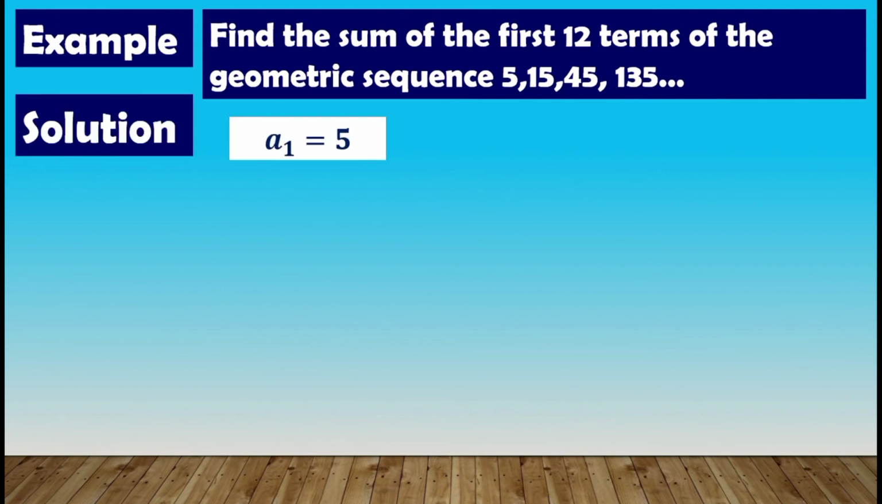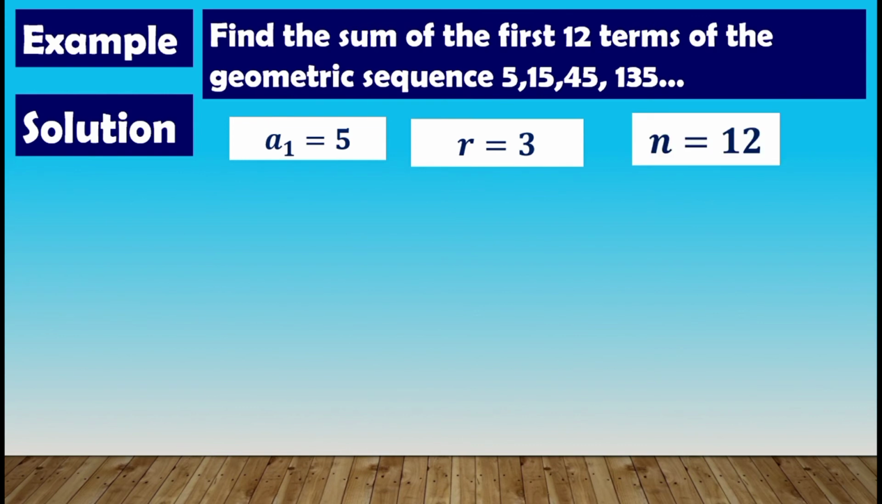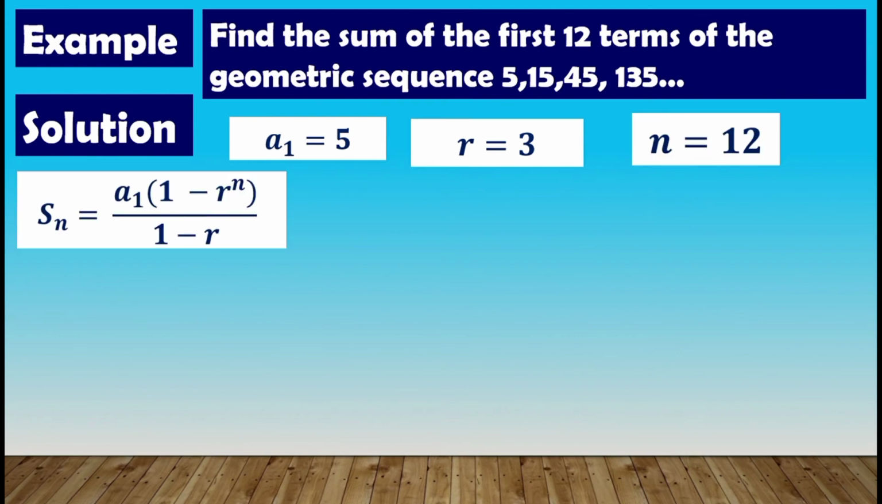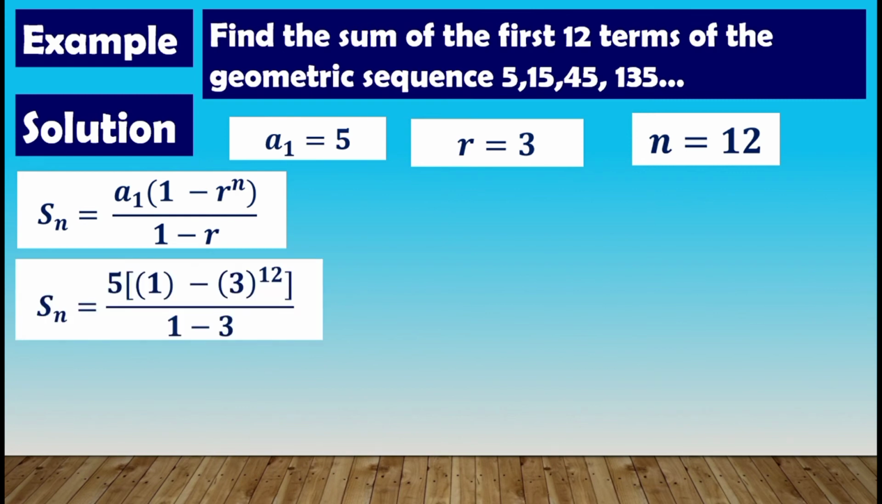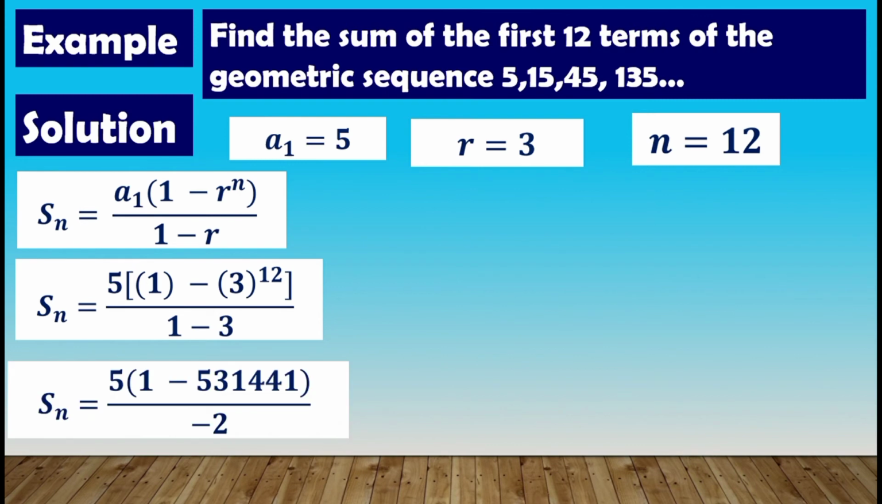Again, first term here is 5, ratio is 3, and the number of terms is 12. Substitute this in our existing formula. S sub n is equal to a sub 1 times quantity 1 minus r raised to n all over 1 minus r. Here, S sub n is equal to a sub 1 is 5 times the quantity 1 minus 3 raised to 12 all over 1 minus 3. Simplify. S sub n is equal to 5 times the quantity 1 minus 531,441 all over -2. 531,441 is a result when we simplify 3 raised to the 12th power.